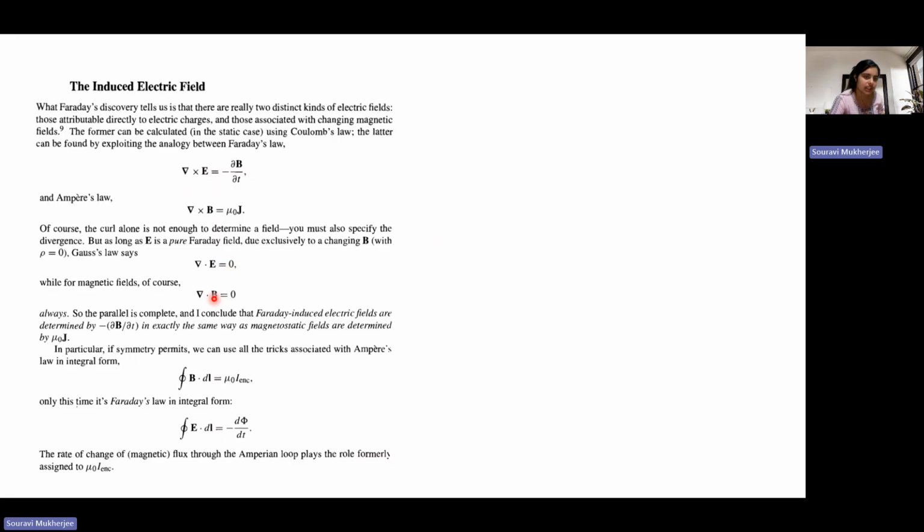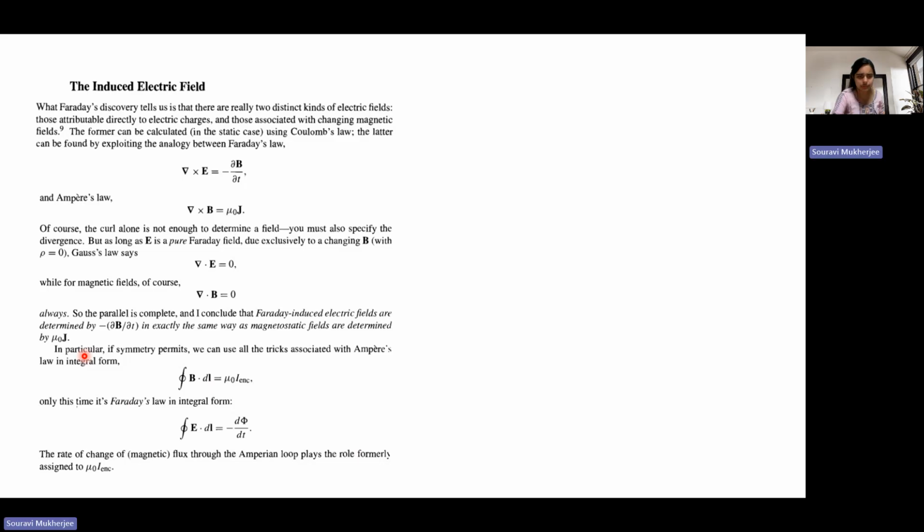So again, for magnetic fields, divergence of B is 0. So now you can find a perfect parallel between the two. You can say that the Faraday induced electric field, that is the field that is getting generated because of a changing magnetic field, is determined by minus dB/dt in exactly the same way as magnetostatic fields are determined by mu naught J.